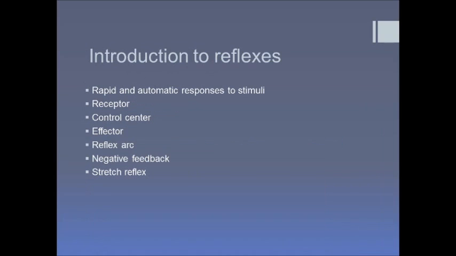Reflexes are rapid and automatic responses to stimuli. There's a receptor, control center, and effector, kind of like at the beginning when we talked about negative feedback. There's a reflex arc that is a quick pathway between sensory and motor neurons. And with negative feedback and how it relates to reflexes, generally the response removes or opposes the original stimulus, and that's what makes it negative feedback.